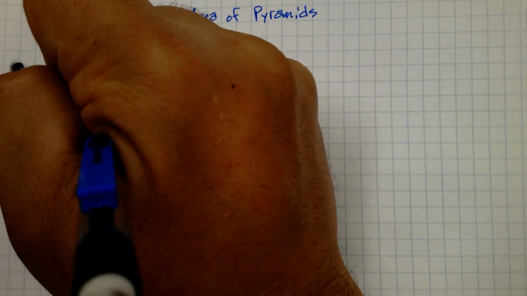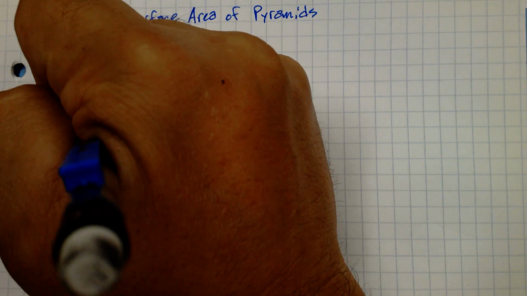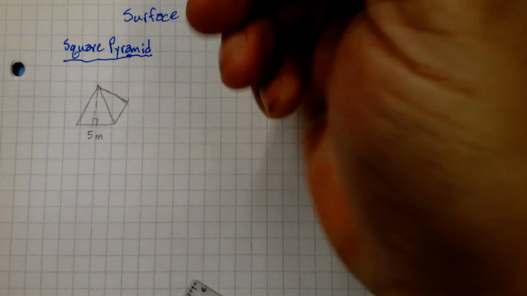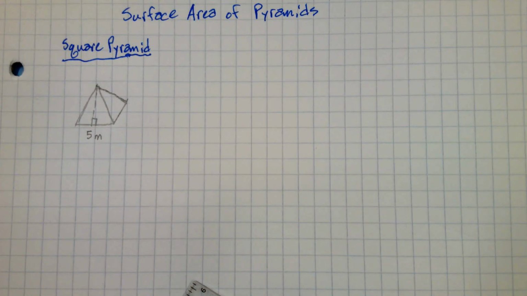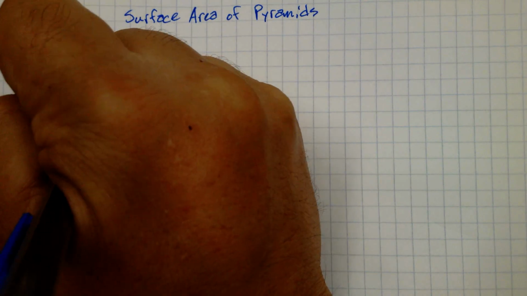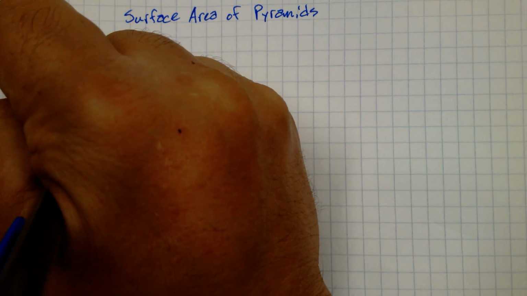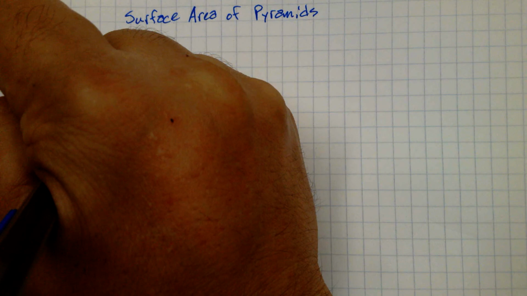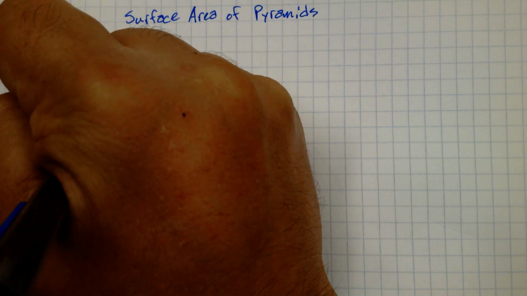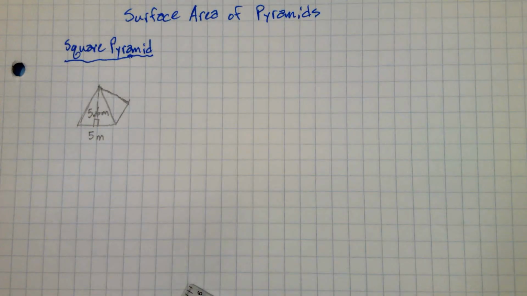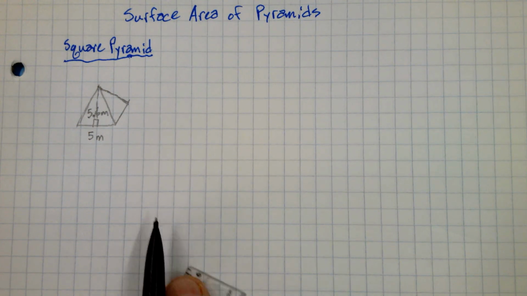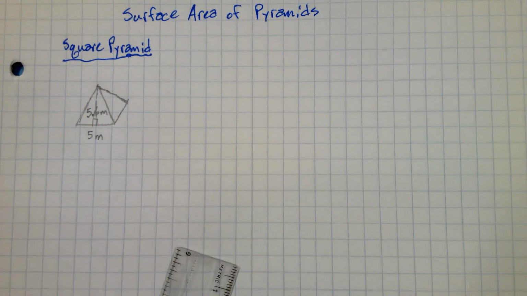And we need to calculate the area of the faces. So let's make this 5.6 meters. Go ahead and write that down: 5 meters and 5.6 meters. And for a square pyramid, these are all the dimensions we're going to need.